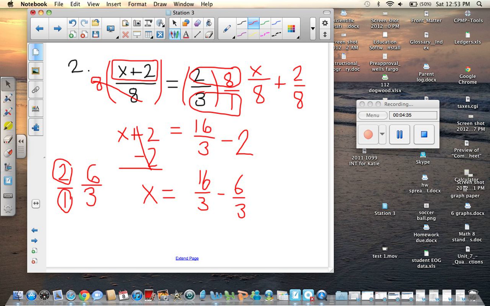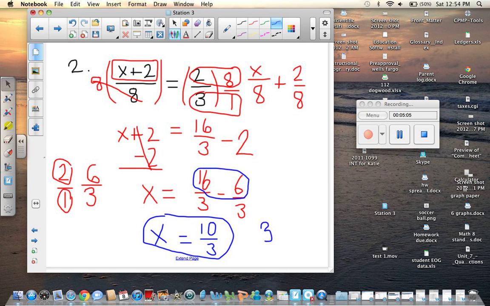And then at this point, what you do is you just concern yourself with the numerator. 16, include the symbol, minus 6, we're left with 10/3. So the answer to this problem is x equals 10/3. And we can also write this as a mixed number.